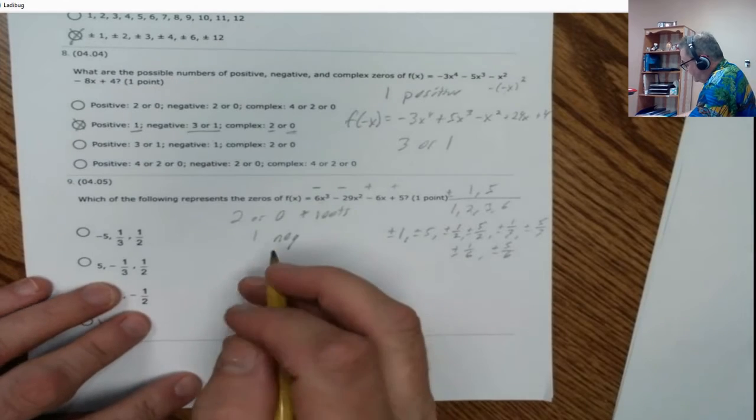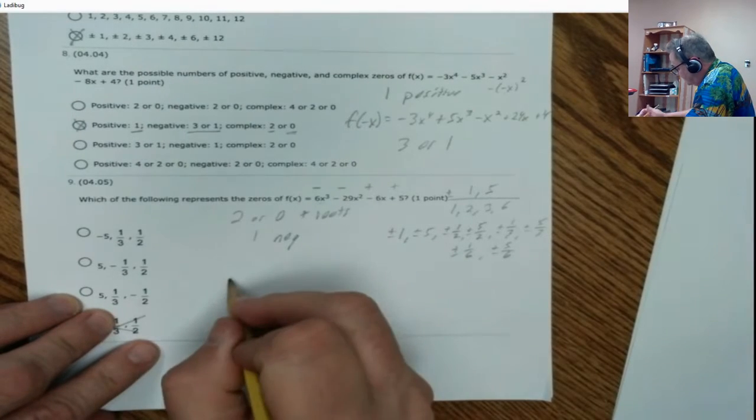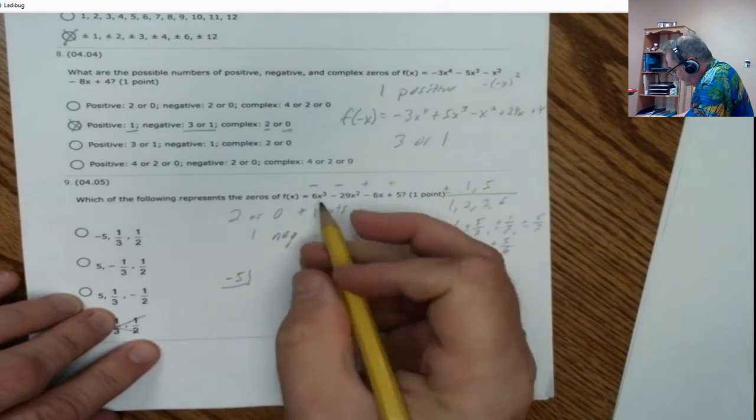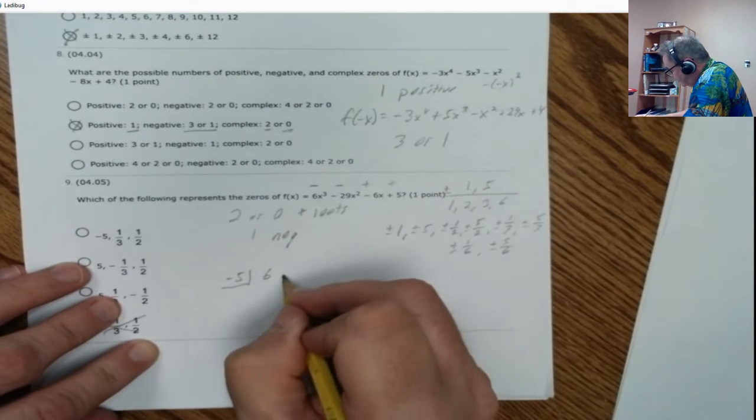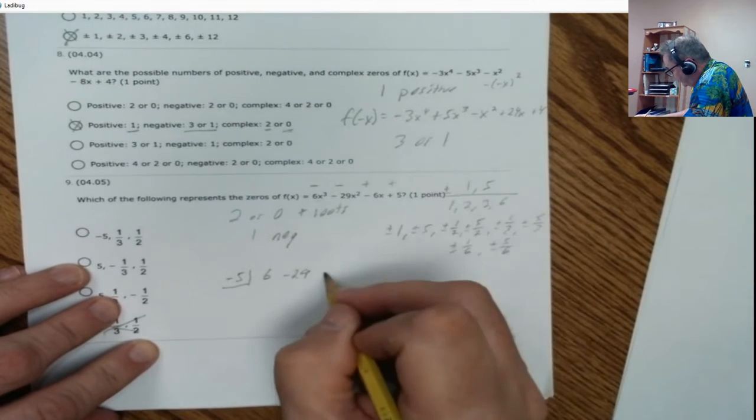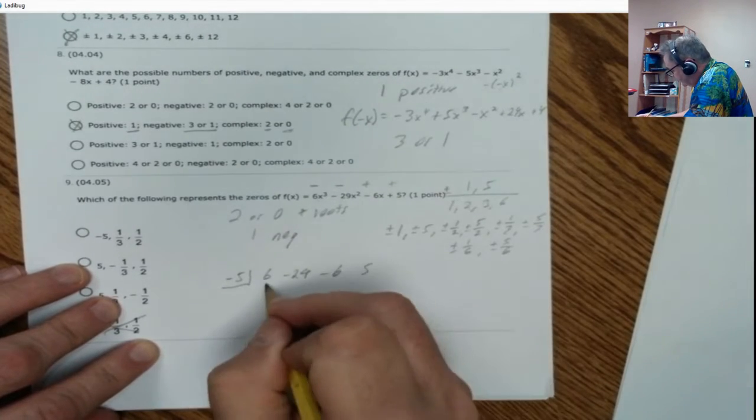So we can use synthetic division. That would be pretty simple. Let's check this negative 5. And this is 6x to the third, negative 29x squared, negative 6, and 5.